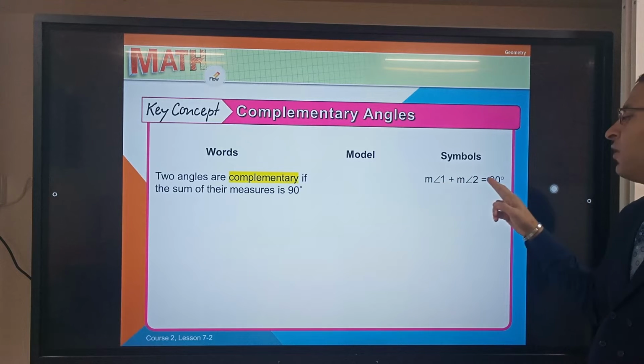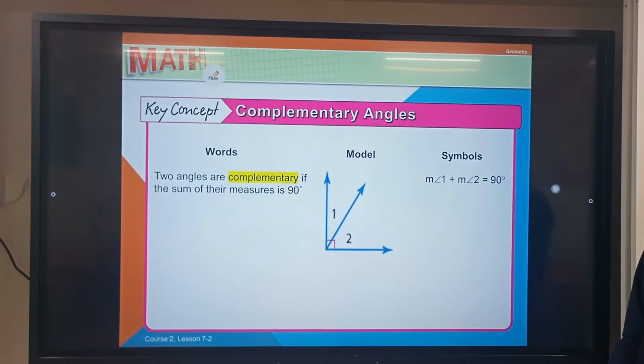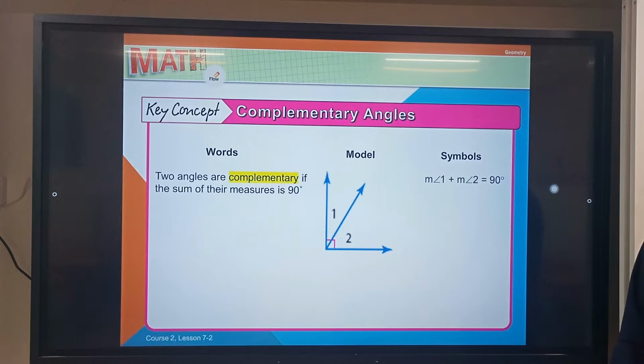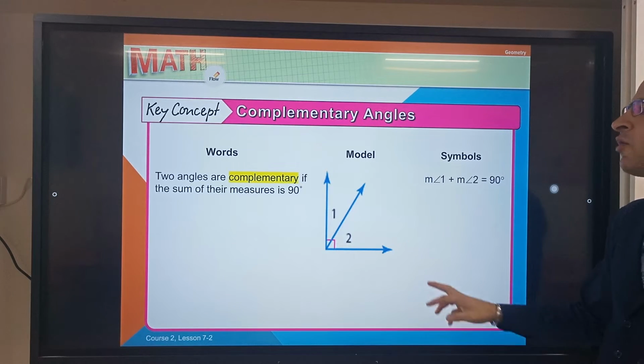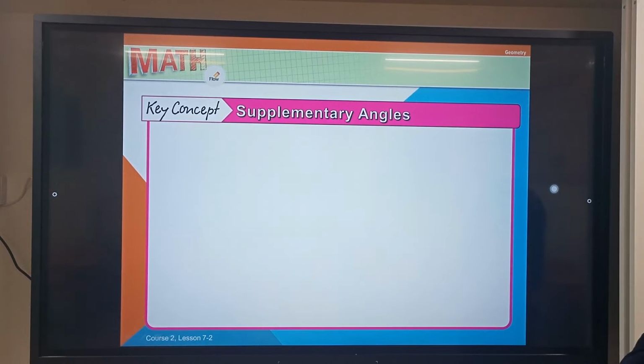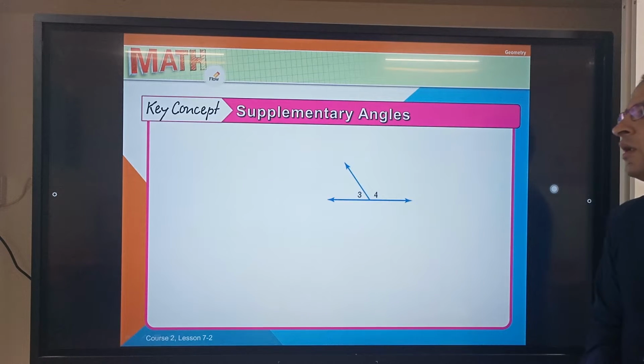If I have the measure of angle 1 and the measure of angle 2, like this shape, what is the sum of angles 1 and 2? It equals 90 degrees. So this one is called a complementary angle. For complementary angles, the sum of them is equal to 90.